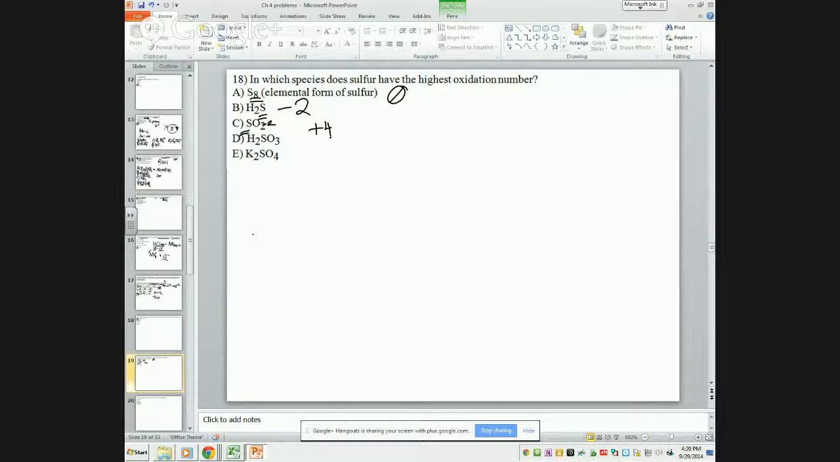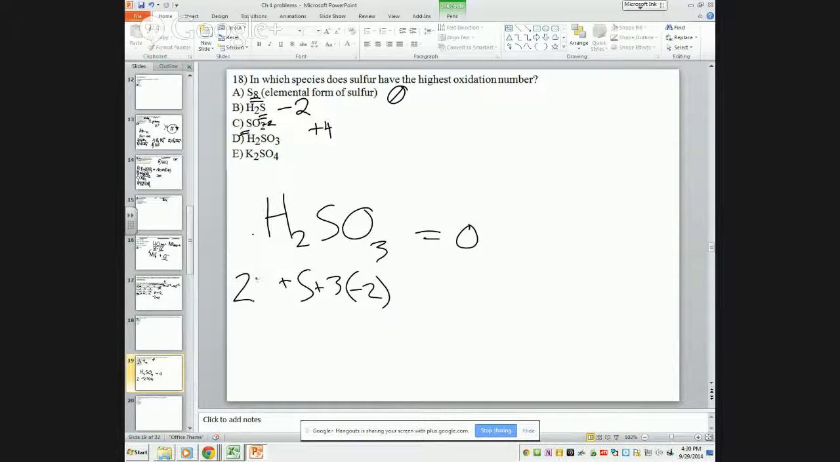All right, so if I've got H2SO3, let me work this one out. I know the whole thing has to be 0. I know each oxygen is -2, and there's 3 of them. I've got whatever sulfur is, and I've got 2 times +1 for hydrogen. So I get 2 plus whatever sulfur is plus -6 has to equal 0. Sulfur must equal +4. We know it's +4 here.